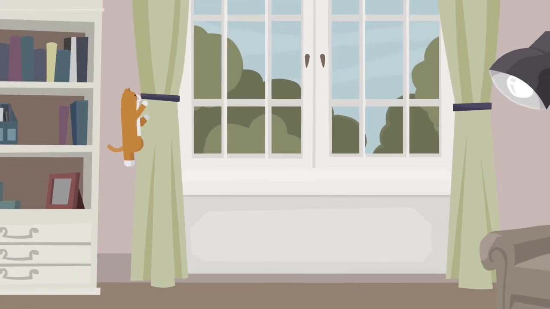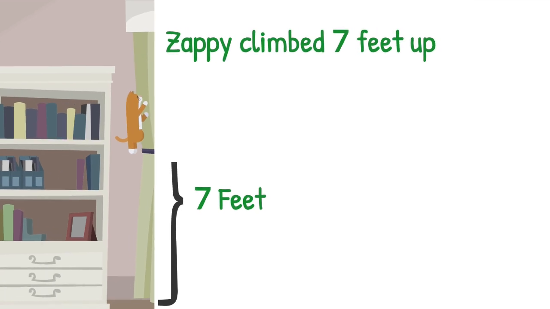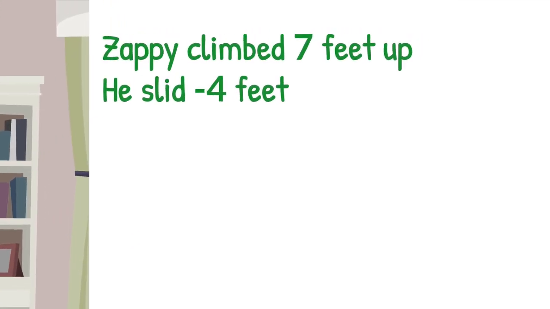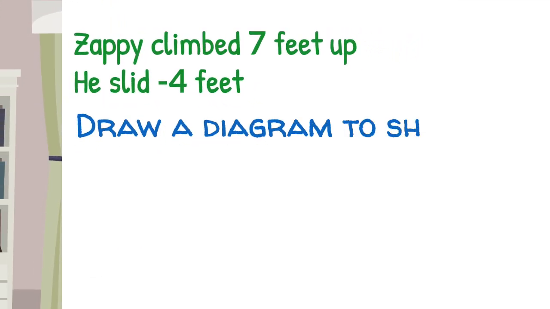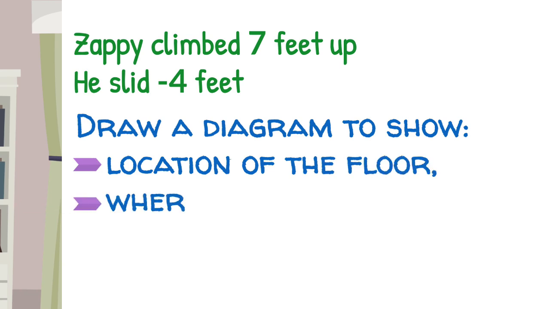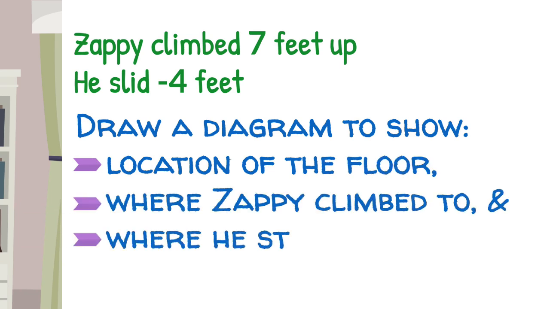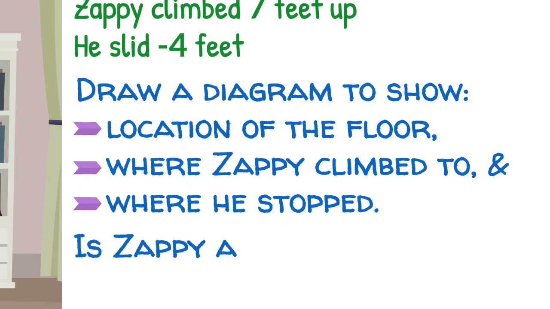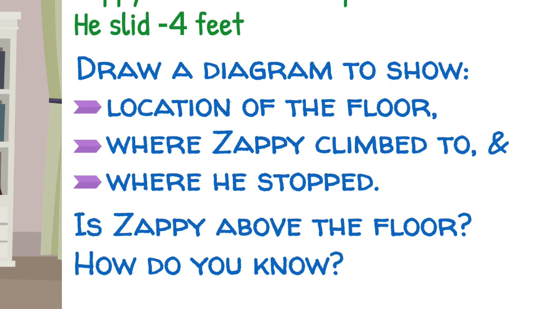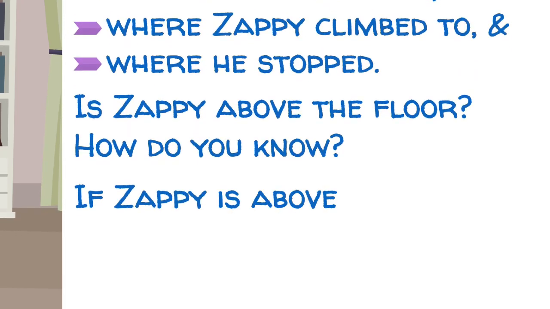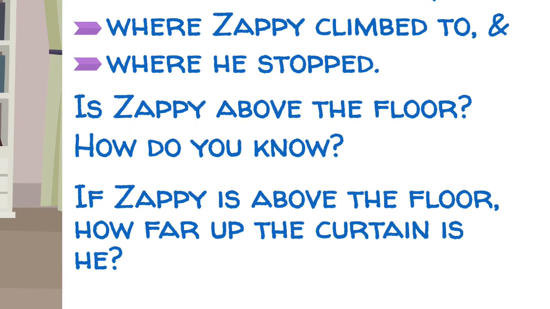Zappy climbed 7 feet up the curtain, but then slid negative 4 feet down before stopping. Draw a diagram to show the location of the floor, where Zappy climbed to, and where he stopped. Is Zappy above the floor? How do you know? If Zappy is above the floor, how far up the curtain is he?